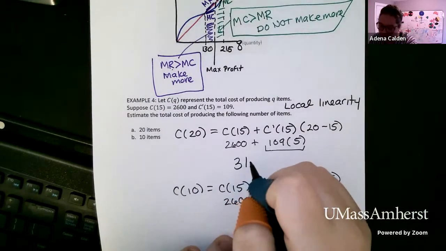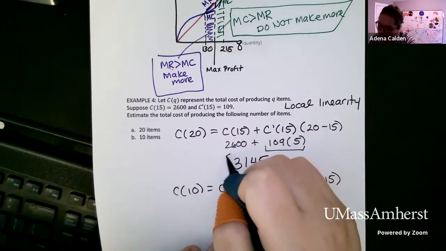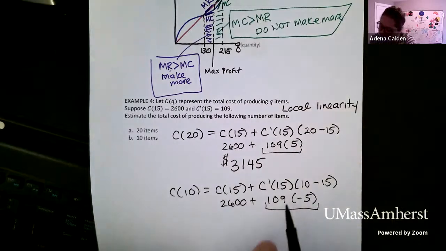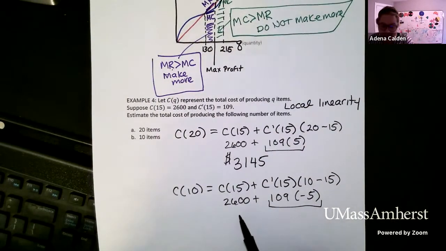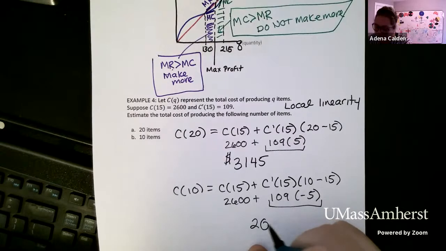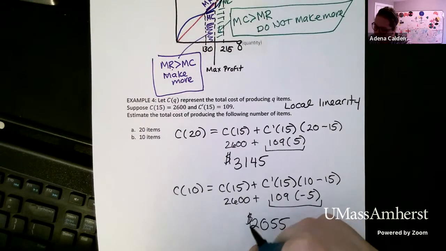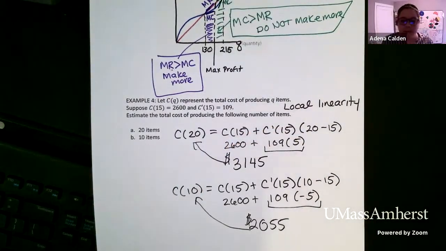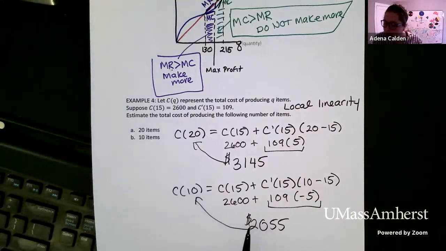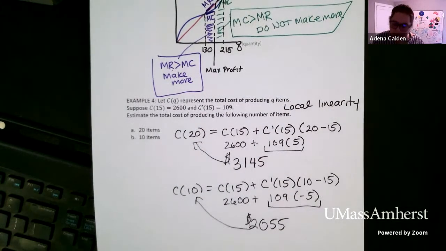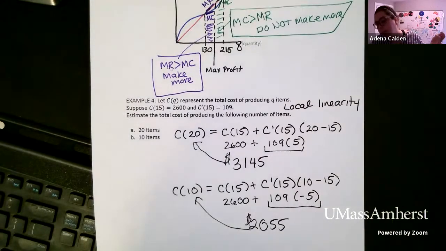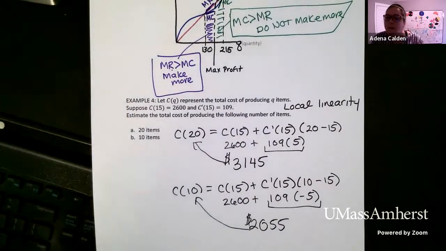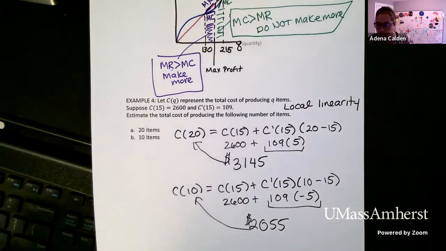So in the first case, we get $3,145 as our approximated cost to produce 20 items. And then here, because this is negative, we add a negative number to 2,600 and we get $2,055 as our approximated cost to produce 10 of these items. And that should make sense because the cost to produce 10 items should be less than the cost to produce 15 items, 2,600, which should be even less than the cost to produce 20 items. So they should go in order because we know cost is an increasing function.